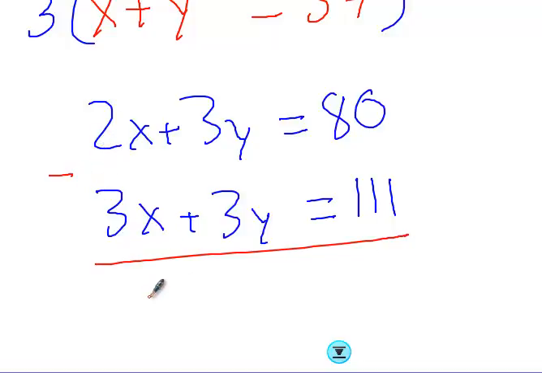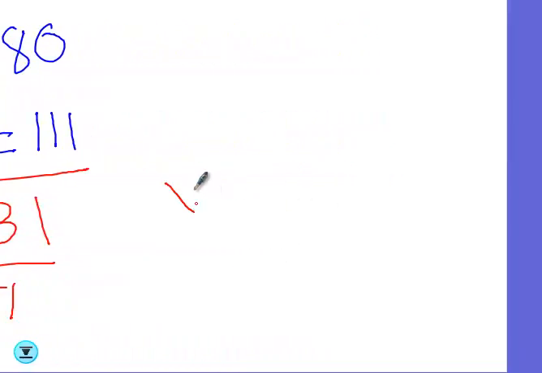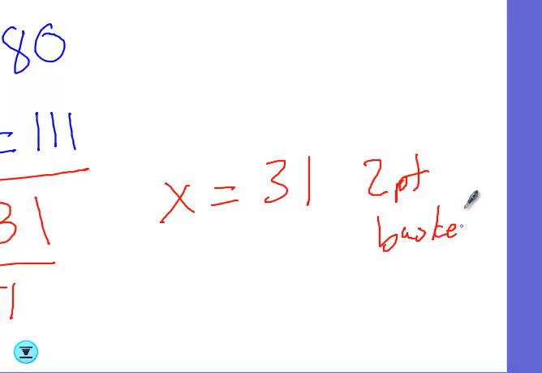2x minus 3x is negative x. 3 minus 3 is 0. 80 minus 111 is negative 31. All right. So now, in order to get x by itself, divide by negative 1, and x equals 31 2-point baskets.